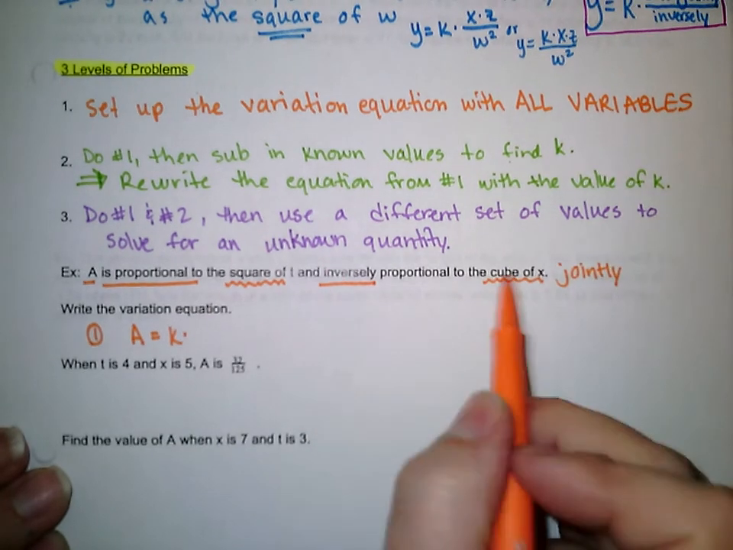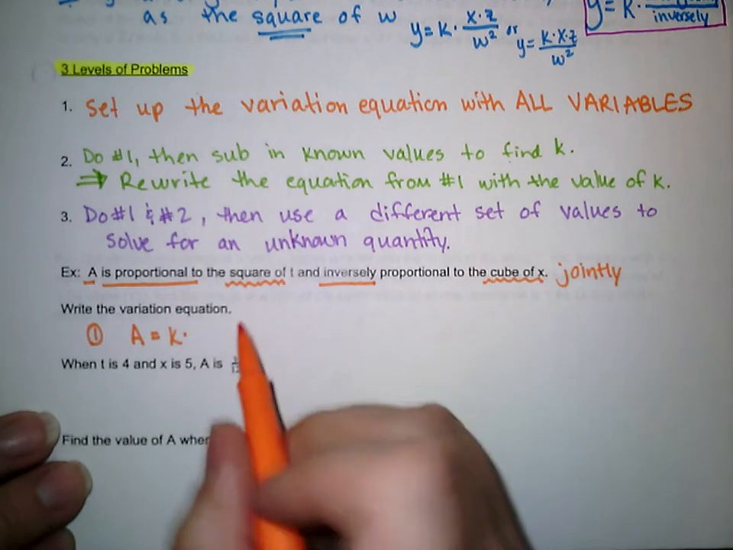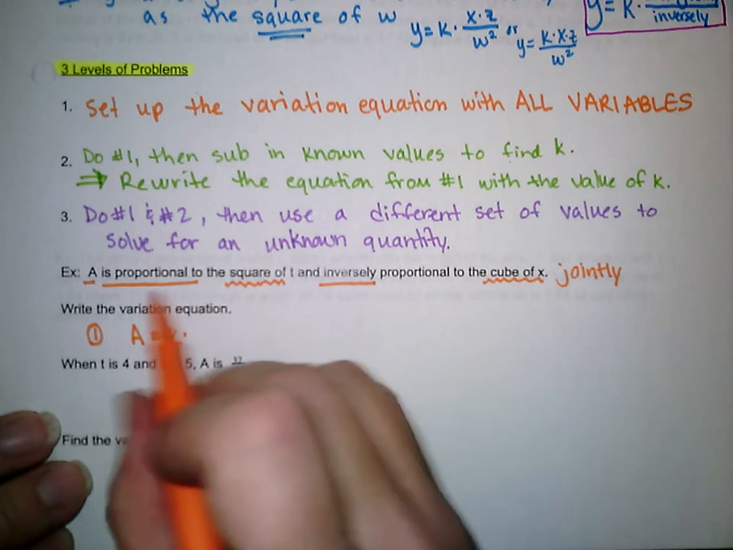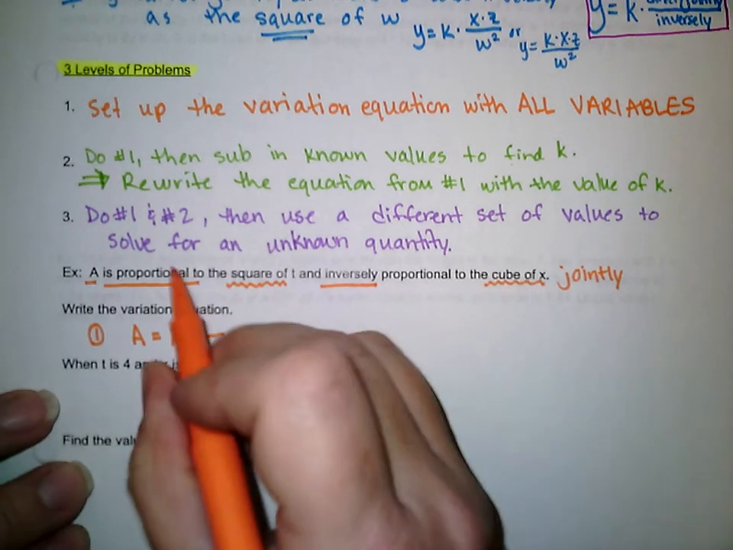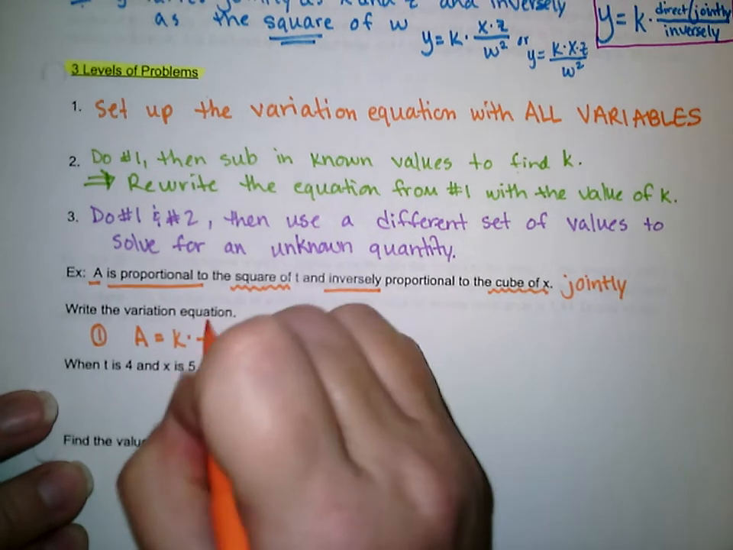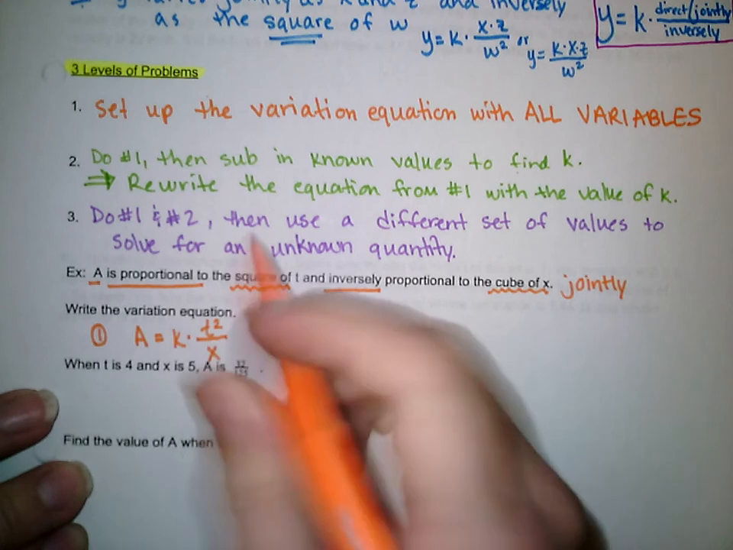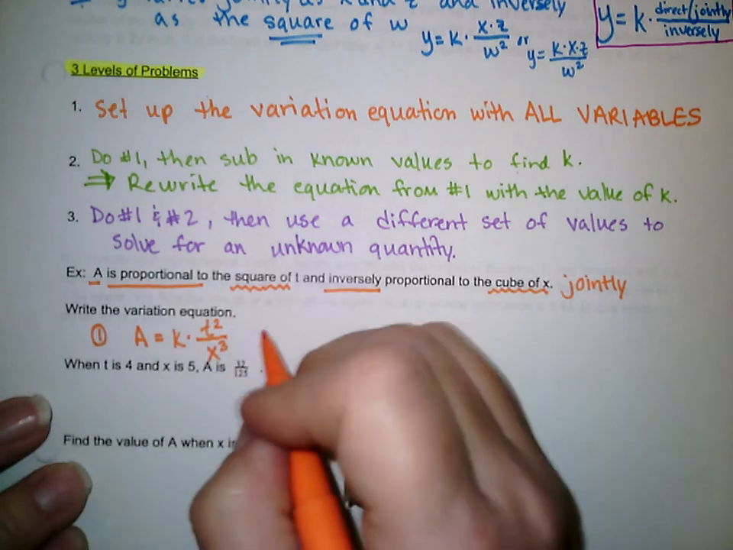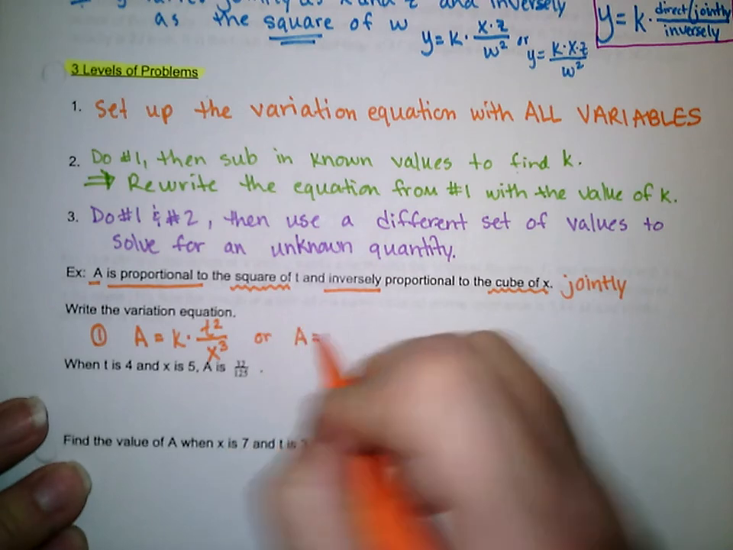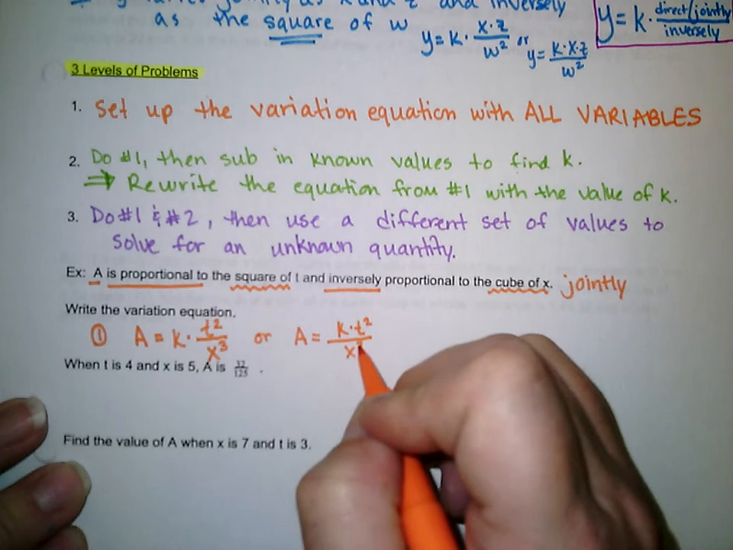And inversely goes in the joint variation. The proportional one goes in the numerator. The inversely goes in the denominator. So proportional to the square of t, we'll have t squared in the numerator, inversely proportional to the cube of x. So x cubed goes in the denominator. And that's it. Like, that's the equation. That's the entire answer for a level 1 question.